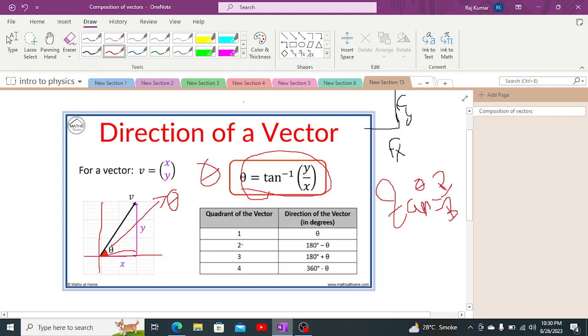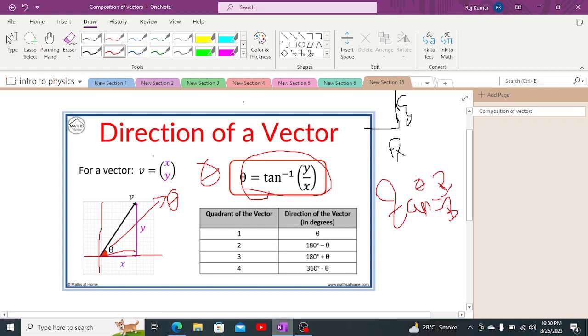Now there are some conditions. In quadrant 1, Rx is positive, Ry is positive. In quadrant 2, Rx is negative but Ry is positive. In quadrant 3, Rx and Ry both are negative. In quadrant 4, Rx is positive but Ry is negative.